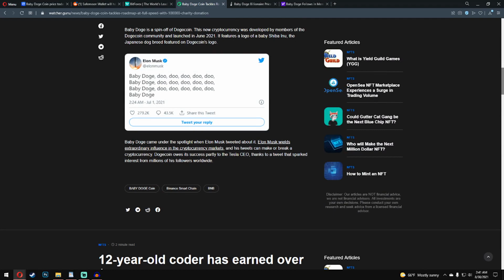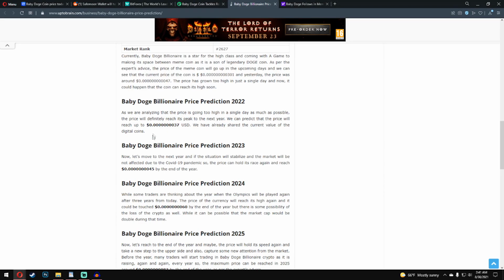Babydoge coin came under the spotlight when Elon Musk tweeted about it. Elon Musk wields influence in the cryptocurrency market, and his tweet can make or break a cryptocurrency. Dogecoin owes its success partly to the Tesla CEO, thanks to a tweet that sparked investment from millions of his followers worldwide. Now we can move on to Babydoge coin price prediction.